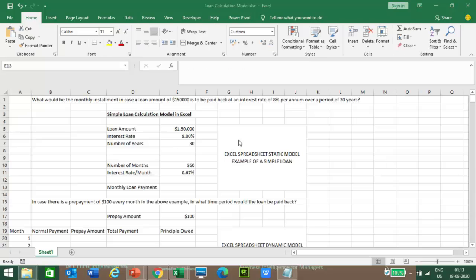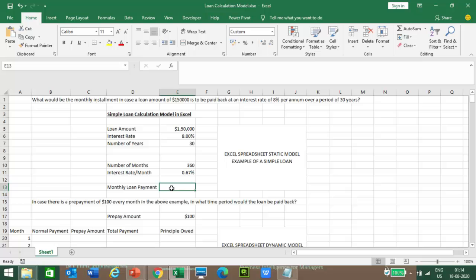Now the second example we have is that of a static model, wherein we are given a simple scenario of a loan amount which is equal to 1,50,000, which has been given at an interest rate of 8% for a period of 30 years. Hence, the number of months is equivalent to 360 and the interest rate per month is equal to 0.67%. Now, this is an example of a static model where nothing is changing over a period of time and we need to calculate the monthly loan payment using a simple formula. So, let's do it.